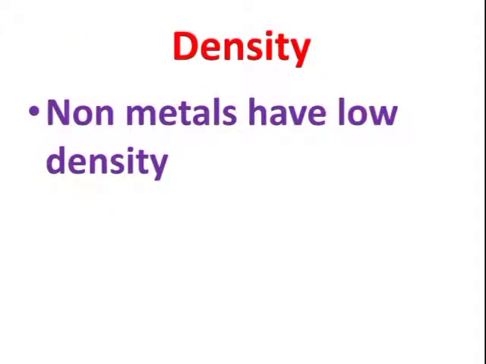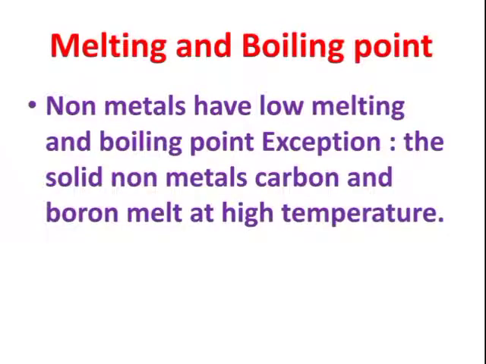Now the next property, that is density. Non-metals have low density. For example, if you observe coal and put it in water, you can see that coal will float on the water. That is because its density is lower. Now, melting and boiling point. Non-metals have low melting and boiling points. Exception: the solid non-metals, that is carbon and boron, melt at high temperature.